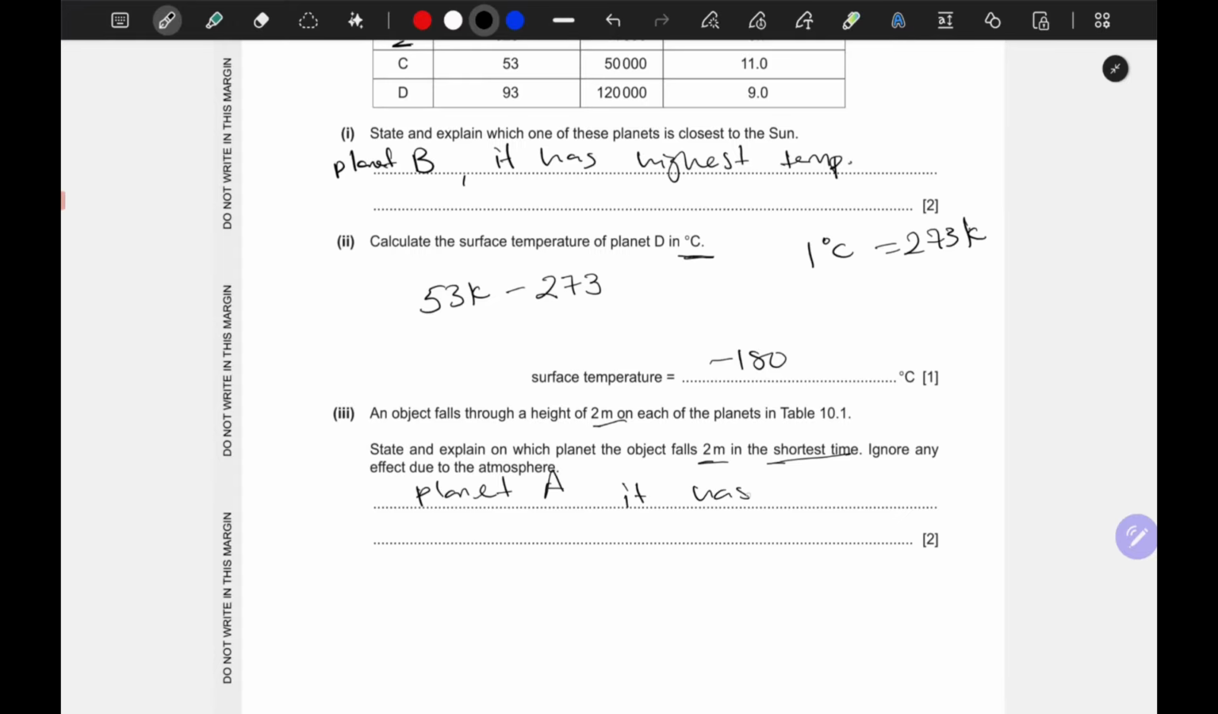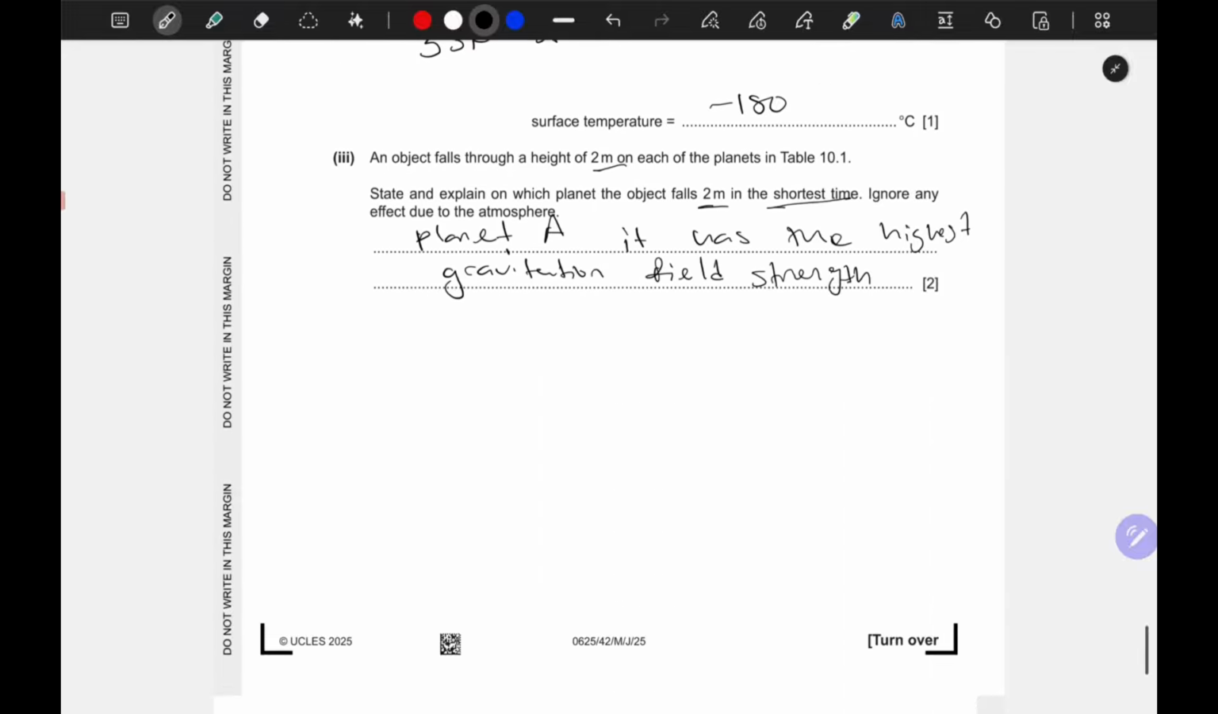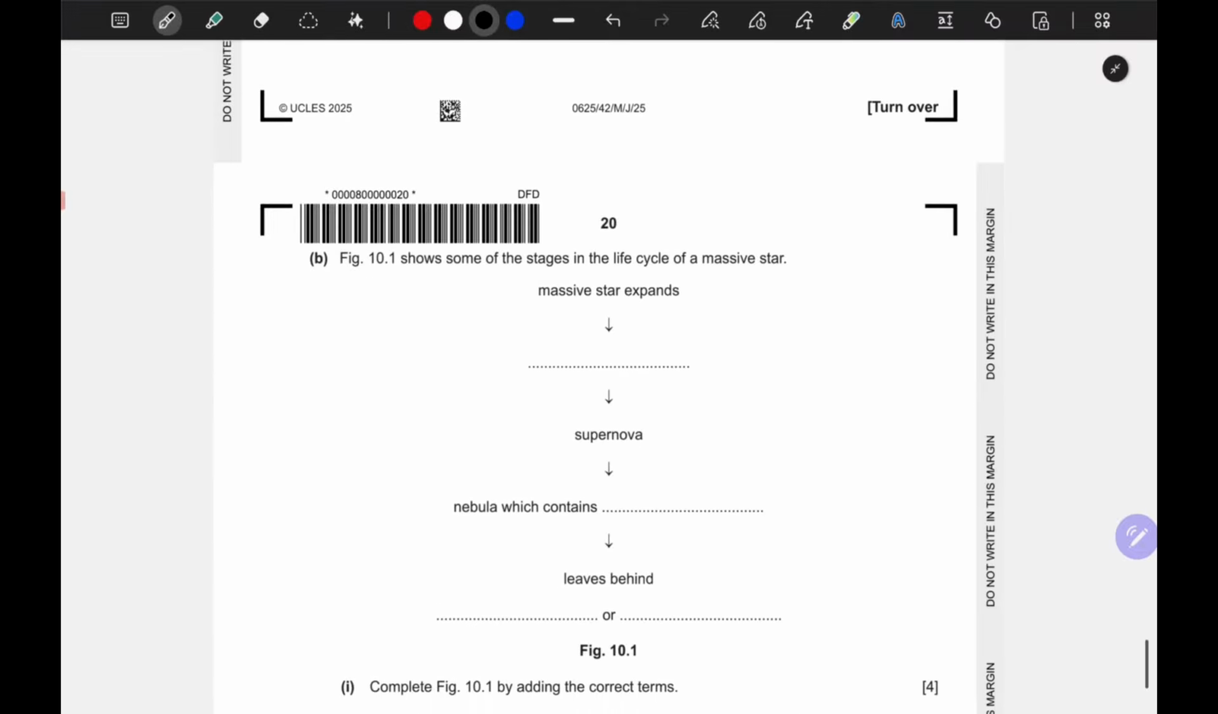It has the highest gravitational field strength. So that means there's going to be more acceleration basically. So the acceleration of objects is going to be 23 if there's no air resistance on this planet A.